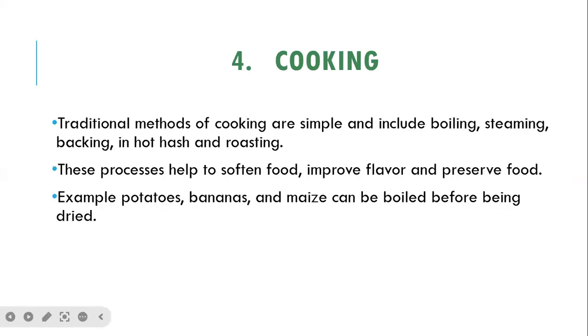Moving on, the fourth process is cooking, which in this traditional method includes boiling, steaming, baking in hot ash, and roasting. These processes help to soften food, improve the flavor, and preserve the food. For example, potatoes, bananas, and maize can be boiled before being dried. So this is another traditional method of food preservation.